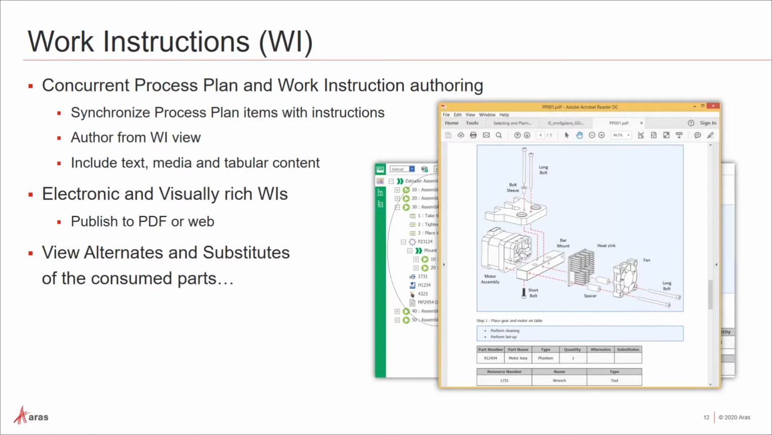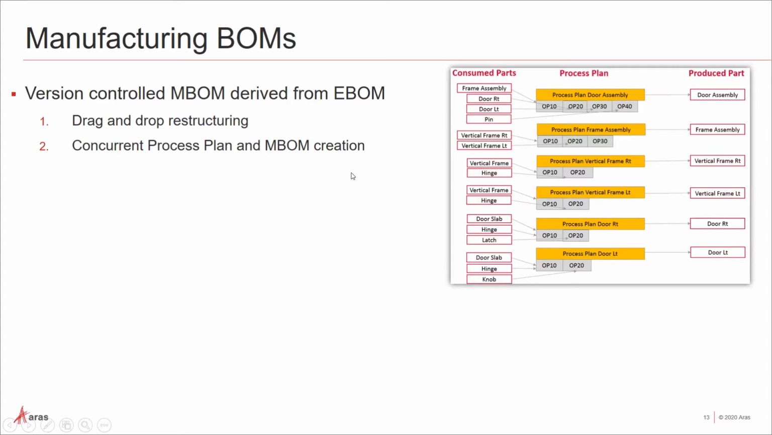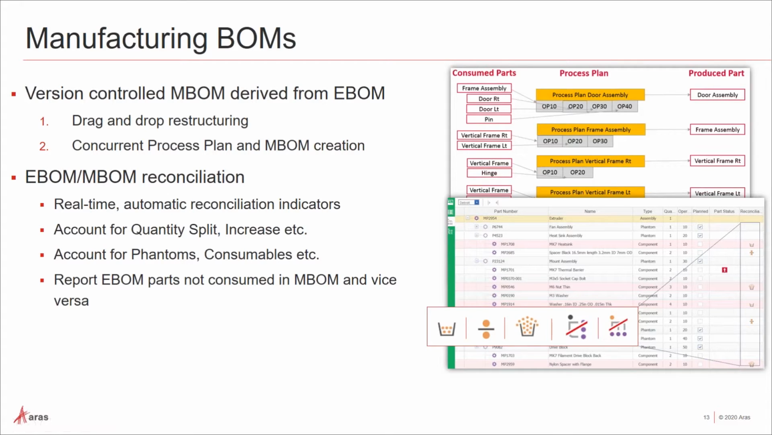You're also able to view alternates and substitutes of the consumed parts. And if we move on to the MBOM side of things, this is also version controlled. It's derived from the engineering bill of materials, and we have drag and drop restructuring. Typically your engineering bill of materials is not going to be identical to how this might be assembled on the shop floor. So we can drag and drop to create different subassemblies, which become consumed parts. These get consumed in different operations or multiple operations, perhaps in different process plans, and then get put together at the end.